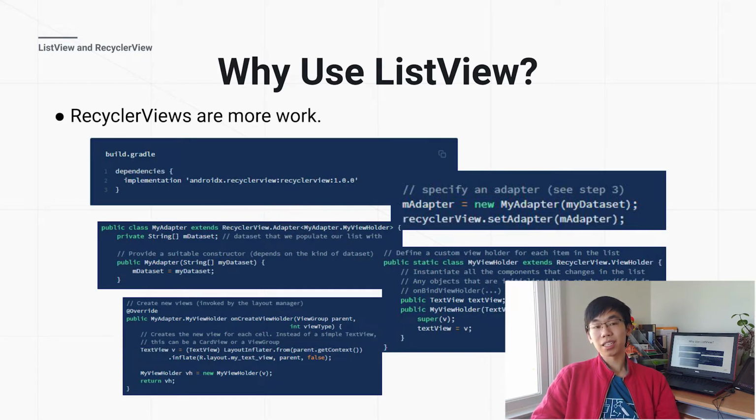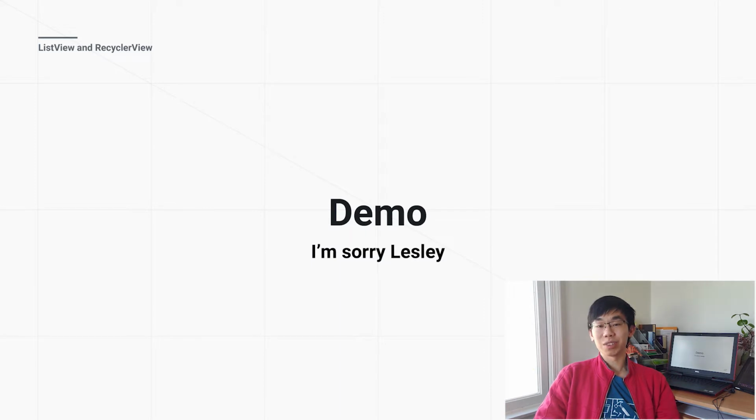But in most cases, if it's anything more complex than just a list of text, you're going to want to go with a recycler view, and especially if it goes on for longer than, say, 10 views. Leslie will be demonstrating all of these incredibly fun and complex things in the demo, which I believe we will now get to.